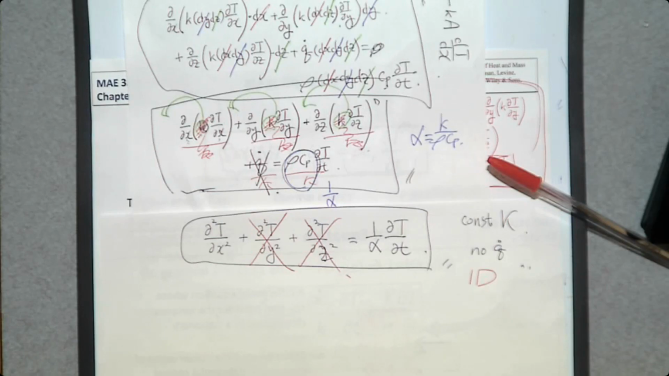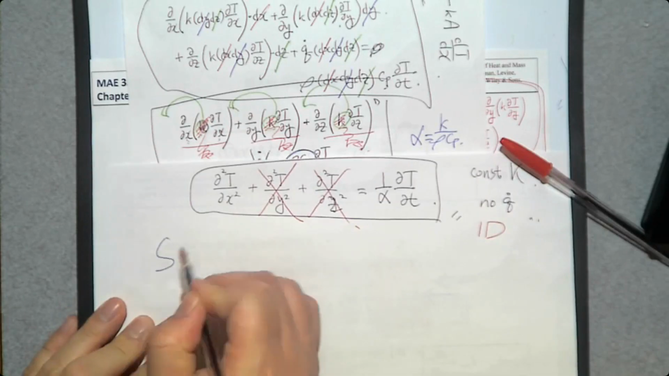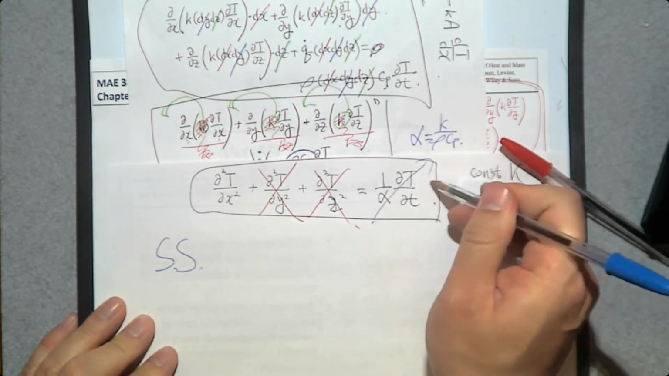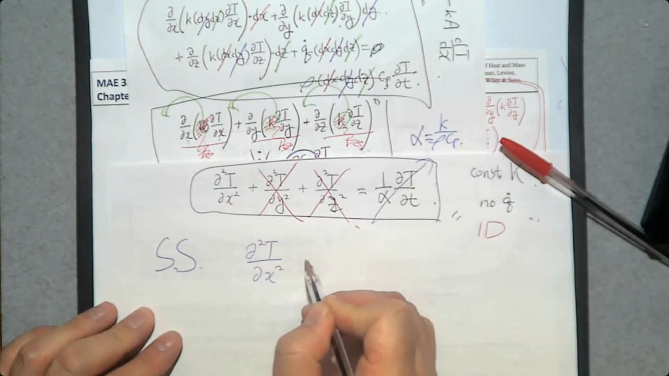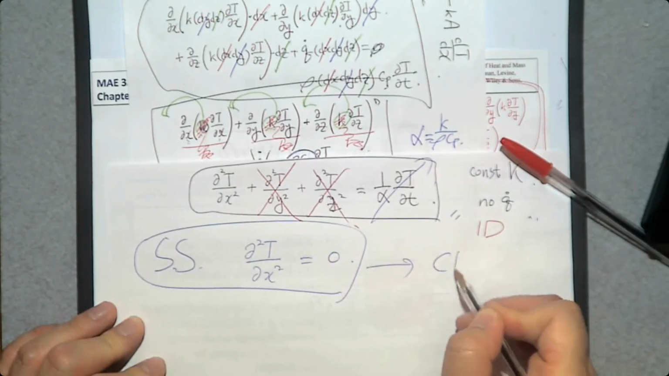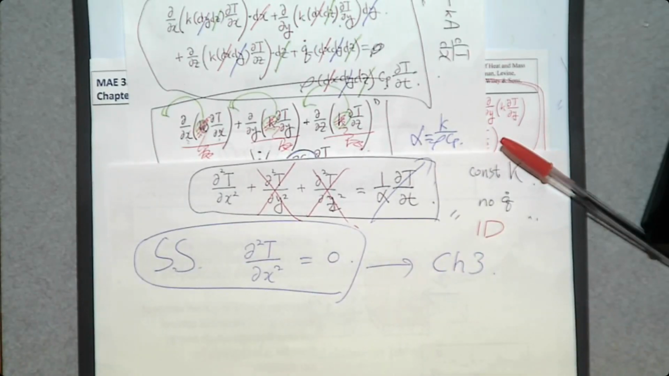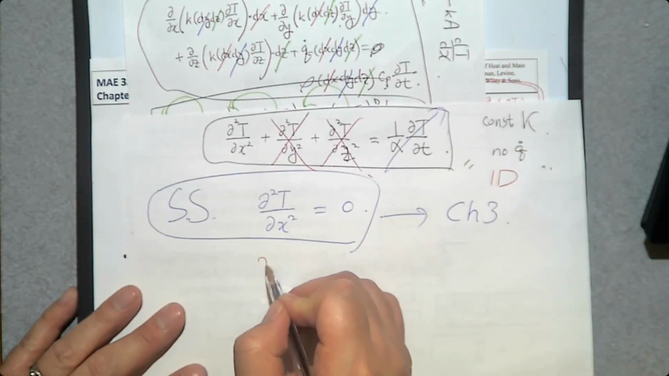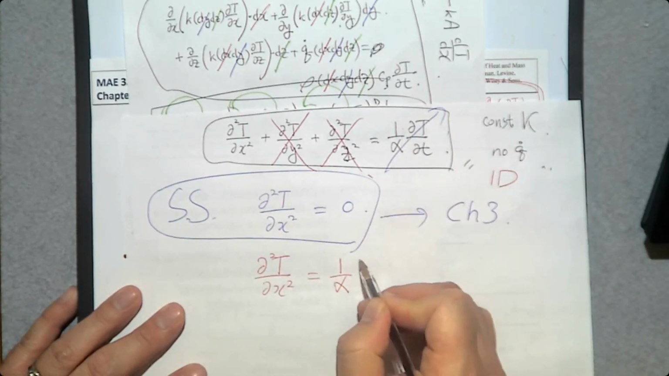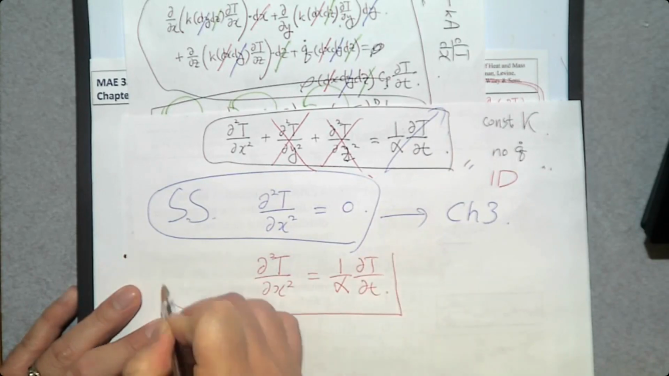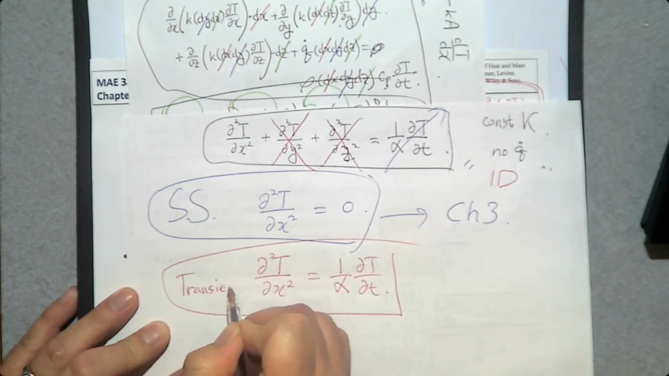So when it is a steady state heat transfer, what's going to be on the right-hand side? 0. So if we say this is a steady state heat transfer, you can neglect that, then the energy balance equation is going to be partial T squared over partial x squared is 0. This is what we are going to study in chapter 3. Oh, I don't think this one is a steady state. I'm going to say transient. So the transient heat transfer, partial T squared over partial x squared is going to be 1 over alpha partial T over partial time.